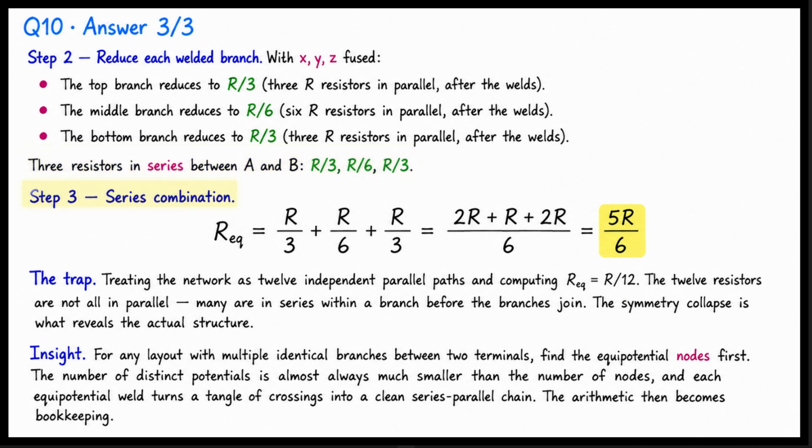Step 3. Series combination. Req equals R/3 plus R/6 plus R/3. Bring to a common denominator of 6: 2R over 6 plus R over 6 plus 2R over 6, giving 5R over 6. That is option 4.